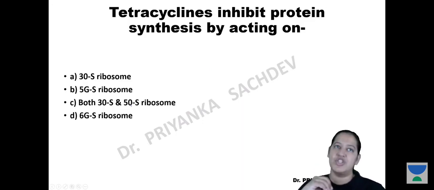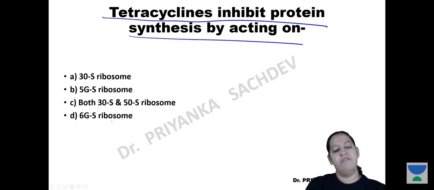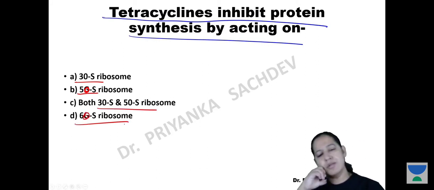This is the next question in front of you. Very easy. Tetracycline inhibits protein synthesis by acting on which part of the ribosome? You tell me. Is it 30S? It is 50, by mistake. It is not 5G, it is 50. 50S, or both 30S and 50S, or 60S. Which ribosome subunit does it act on?